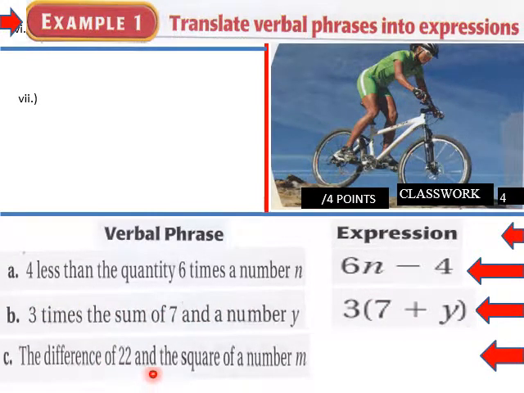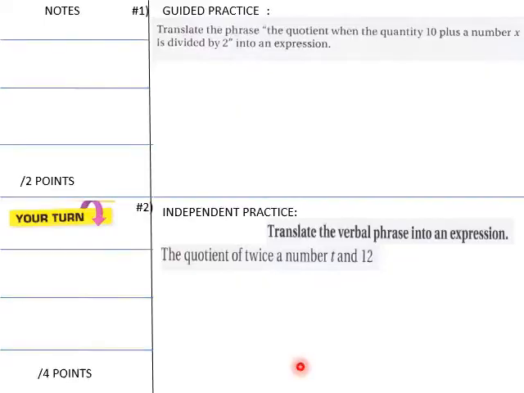And then the difference of 22 and the square of a number m. So we have a difference, 22 minus m squared. 22 is first, and the square would be the subtrahend here. So anyway, you have to take that into account when you're writing. You have to take very careful consideration of it.